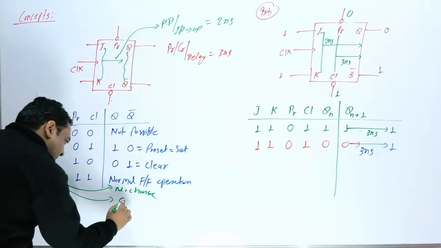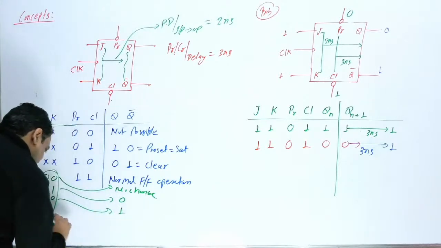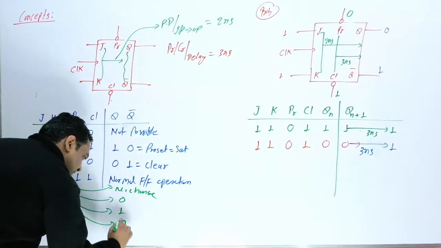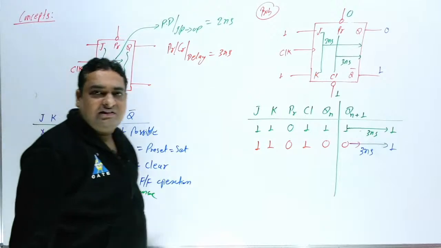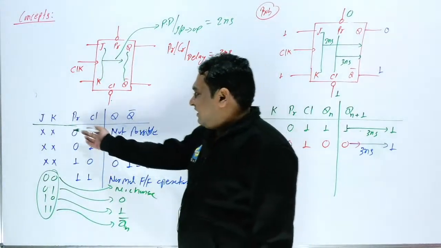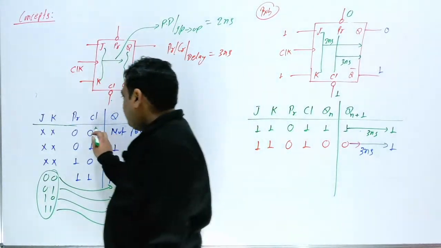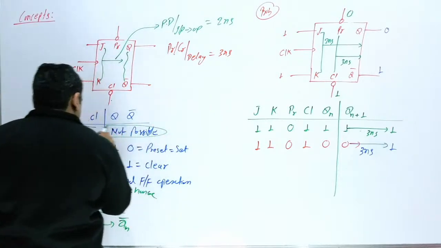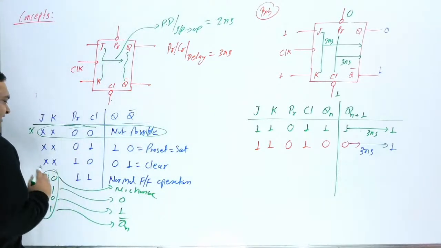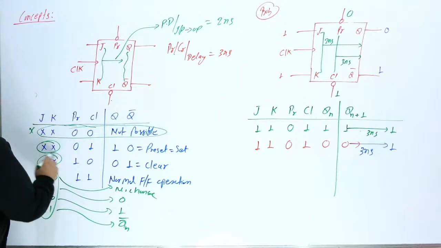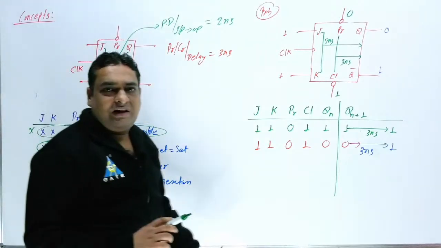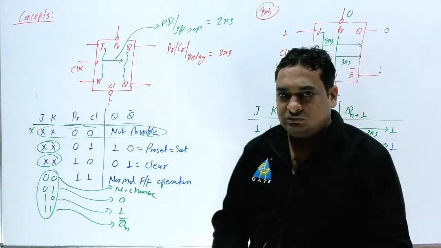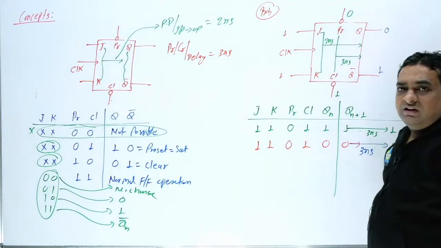If 0 1, output will be 0. If 1 0, output will be 1, and if 1 1, output will be QN bar. So you will get this kind of output. And in this case, input can be anything. This case cannot be possible. You cannot apply both preset and clear. And in this case, this can be anything. It will not reflect at the output. I hope this concept is clear to you.